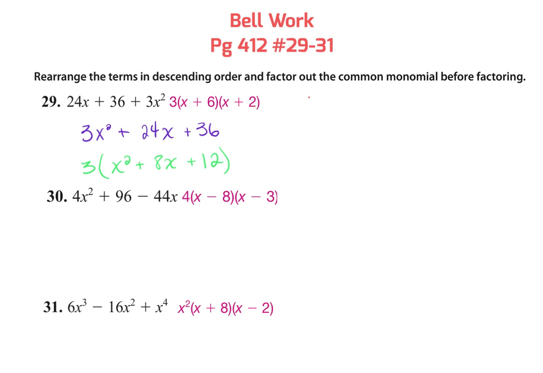So my final factoring, I leave my common factor out on the outside, and I have a positive 6 and a positive 2. X plus 6, x plus 2. And that's how I get my factoring there.